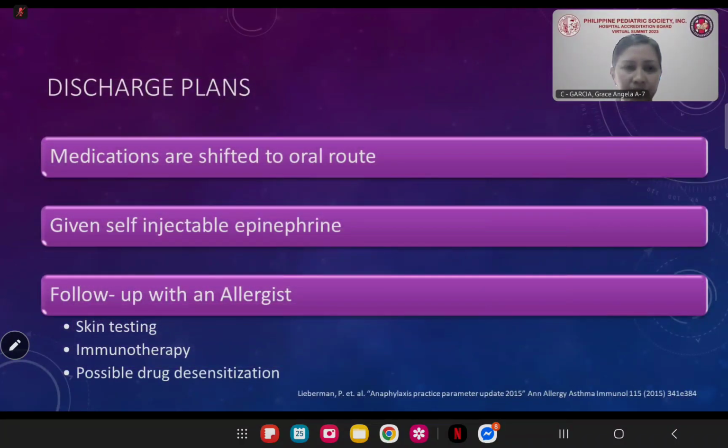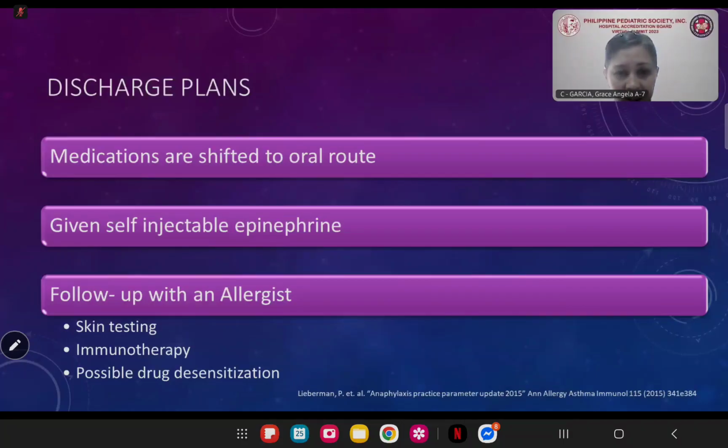For your discharge plans, the medications are shifted to the oral route. So from IV hydrocortisone, you would give oral prednisone, and you need to give them a self-injectable epinephrine, so that at any time they experience anaphylaxis, they can inject by themselves. En route to the hospital, at least it's already life-saving, especially since it's very traffic here.